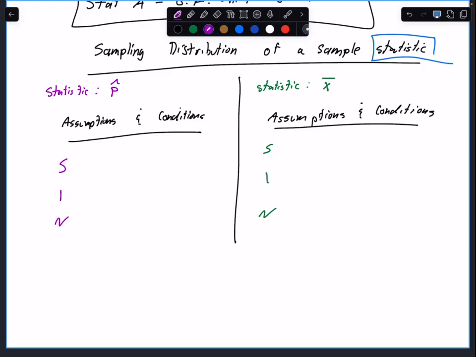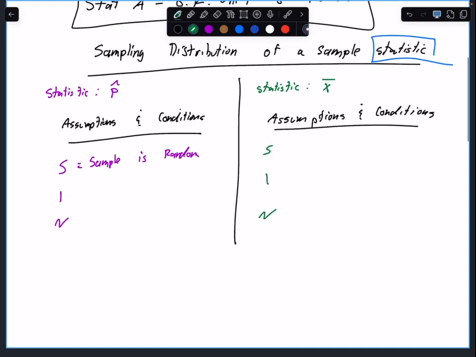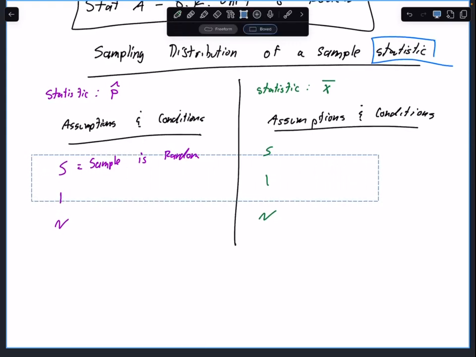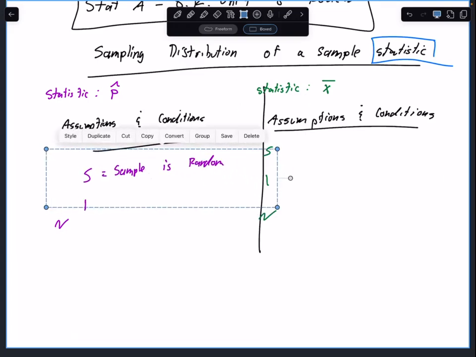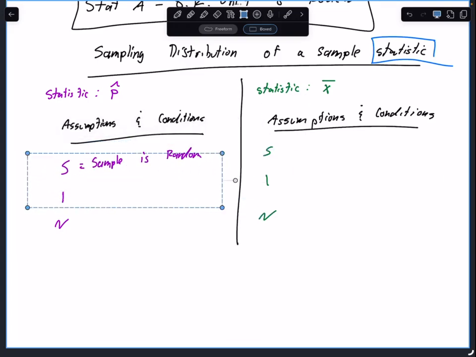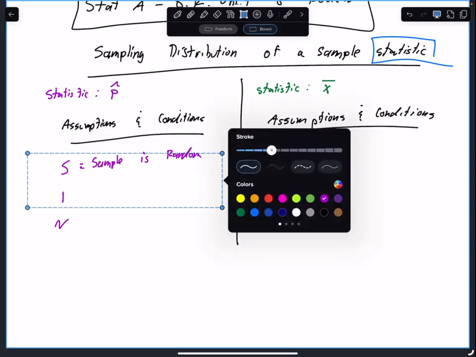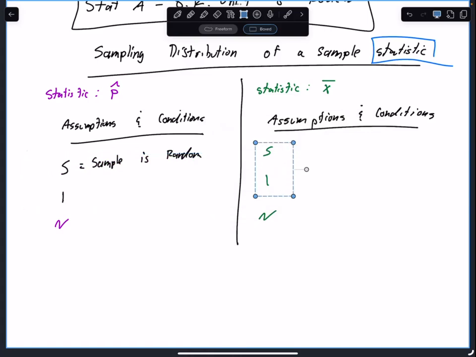The first one, of course, is that the sample is random. So we want to have a sample that is random. And of course, it's exactly the same over here. I'm going to change the color here, just back to black, and the same thing with these ones. And so once again, the sample is random.